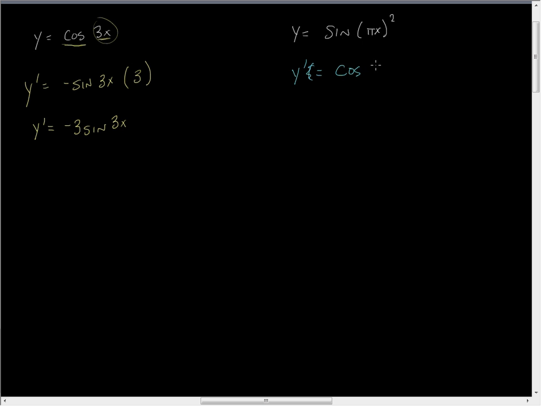So we have cosine of pi x squared times the derivative of the inside. If we cover up cosine for a second, the derivative is 2 pi x times the derivative on the inside of that, which is pi. Okay, so there was like a triple nesting there. And so this is actually equal to 2 pi squared x cosine of pi x squared.